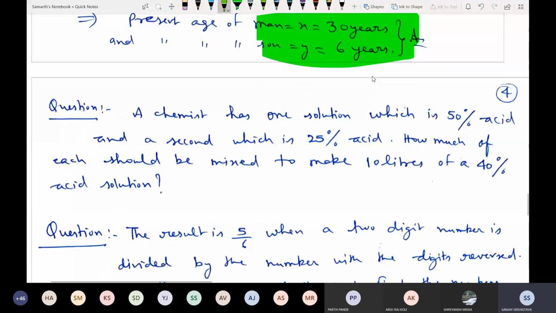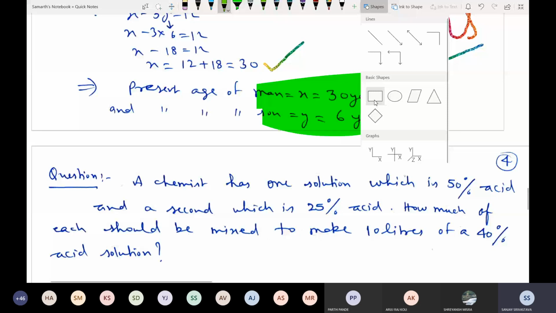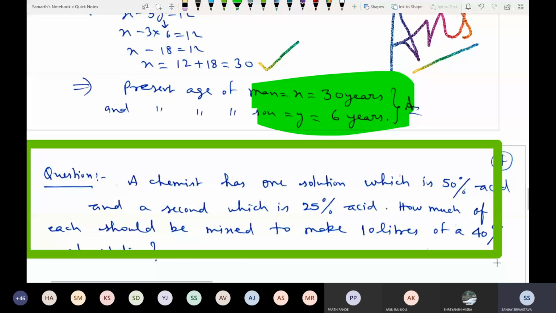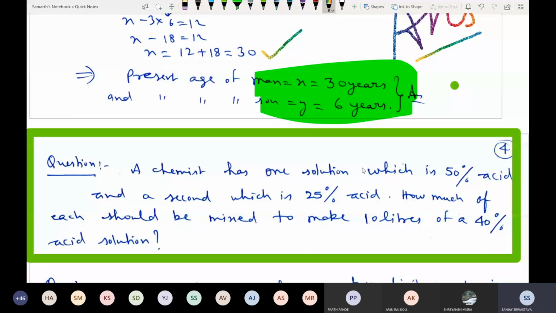a chemist has one solution which is 50% acid and the second which is 25% acid. How much of each should be mixed to make 10 liters of a 40% acid solution? How can you proceed? Just show me the working on the screen. Just do it and let me see who can show me the working on the screen first.